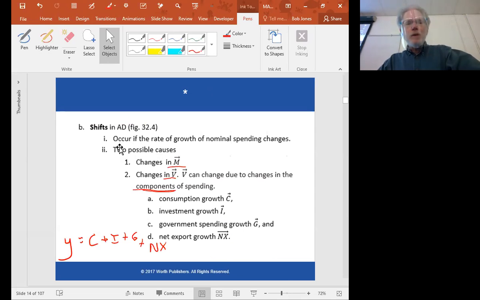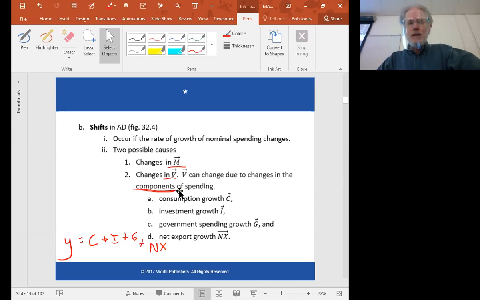We talked a little bit about what can cause the curve to shift. Okay? And we said really two causes. If you have a change in the growth rate of the money supply, the curve will shift, or you have a change in the growth rate of velocity. That will also shift the curve.